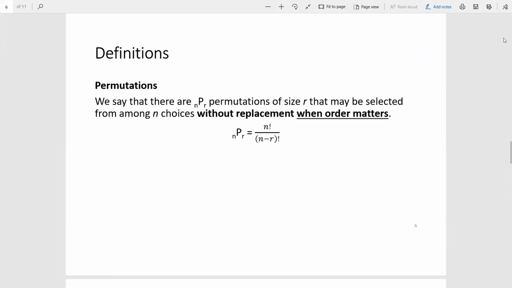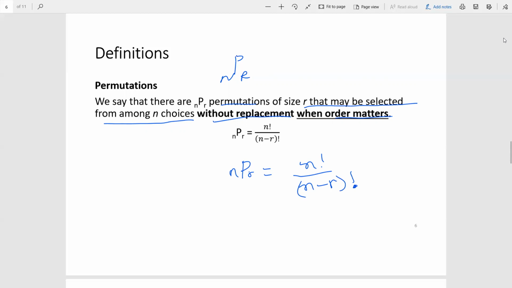Now, the definition here is permutations. We say that there are P sub n sub r permutations of size r that may be selected from among n choices without replacement when order matters. So we're going to use this to find the number of permutations when the order that you pick them in matters. And nPr is equal to n factorial over n minus r factorial.